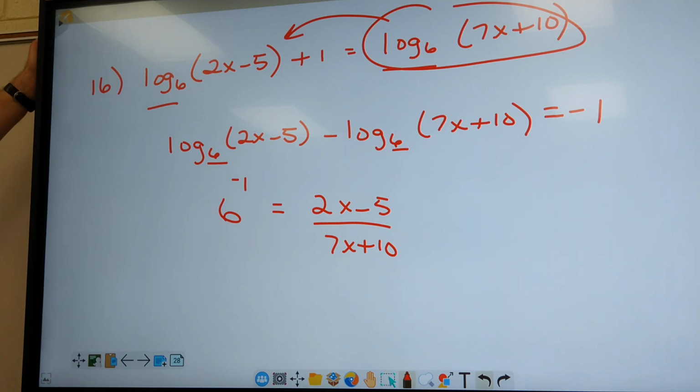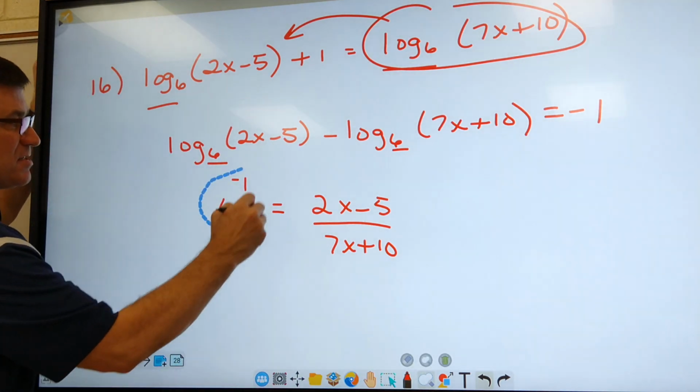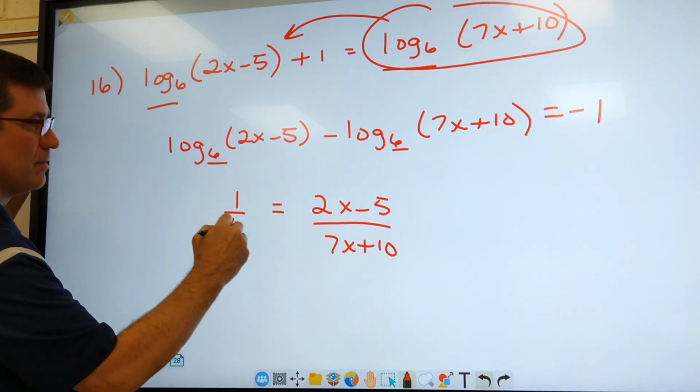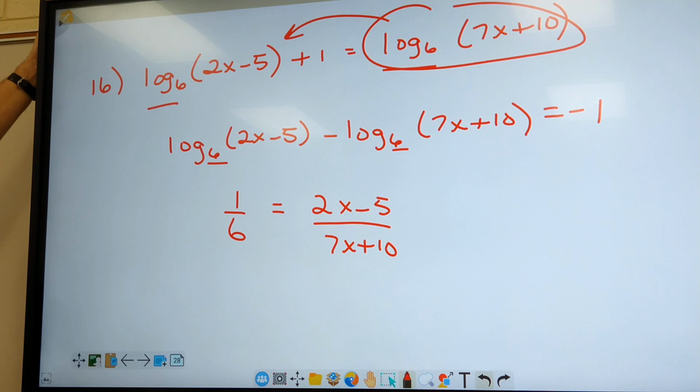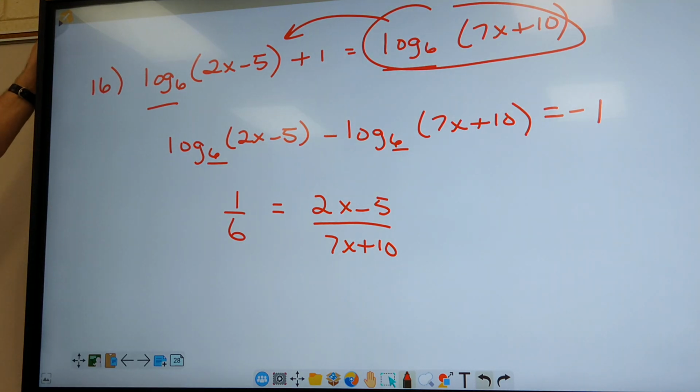All right, now before we start working anything out, use your calculators. What is 6 to the negative 1 going to give you? Type it in, make it a fraction. We don't want a decimal. 1 over 6. All right, do we agree on that? Okay, so now you've done the hard part of it. Now you just cross multiply and divide and get your answer.